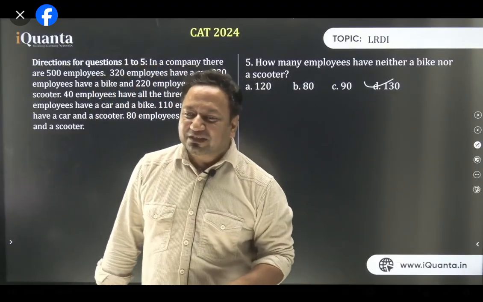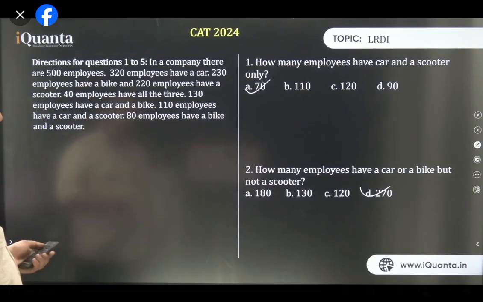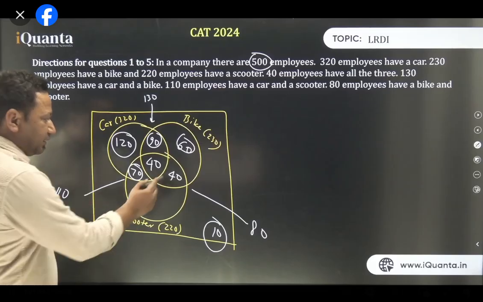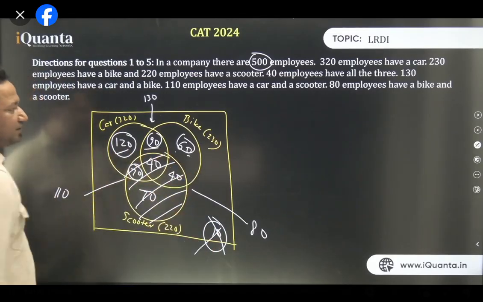And second one, Sanjana, what happened? Second one. How many employees have a car or a bike but not a scooter? Okay. This question is basically not scooter. This whole will be cancelled out. This we can. So only we have 120 plus 90 plus 60. All right, Sanjana.